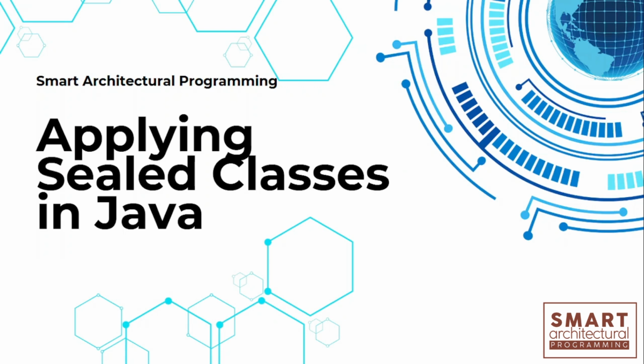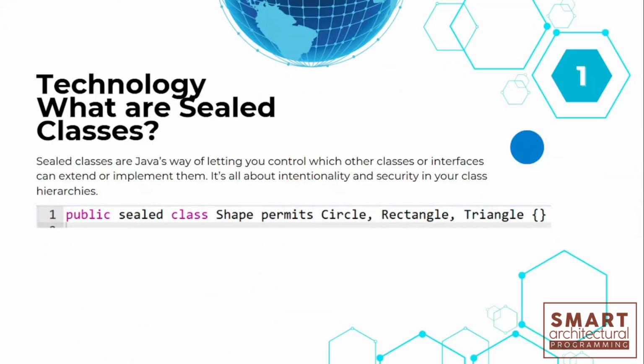So, first we need to understand what sealed classes are. Simply speaking, sealed classes are Java's way of letting you control which other classes or interfaces can extend or implement them. It's all about intentionality and security in your class hierarchies. Let me say that again so it becomes more clear. Sealed classes are Java's way of letting you control which other classes or interfaces can extend or implement them.